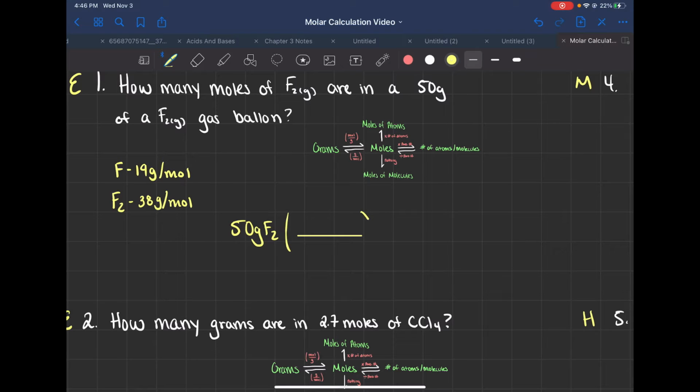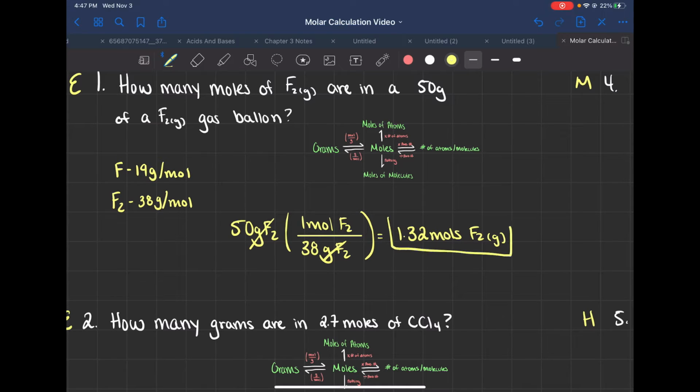And like we said in our flow chart, we need to divide by this number, so 38 grams of F2 for every 1 mole of F2. And when we do this, grams of F2 cancel out grams of F2, and we're left with just moles of F2, which is exactly what we're looking for. So perfect. So 50 divided by 38 gives us 1.32 moles of F2 gas.